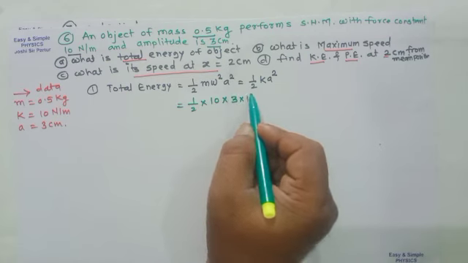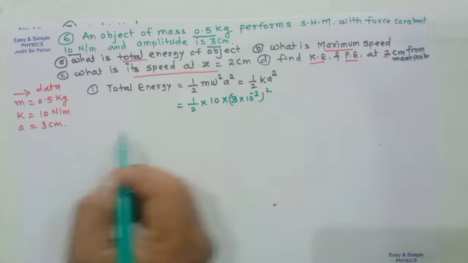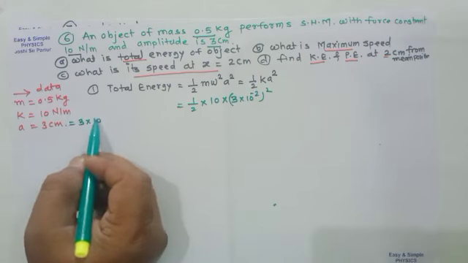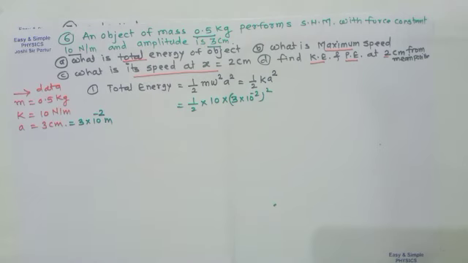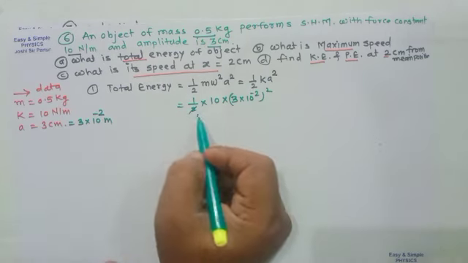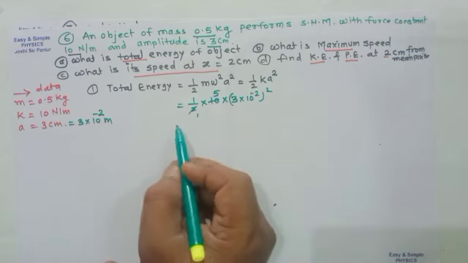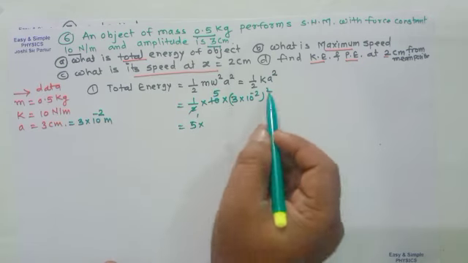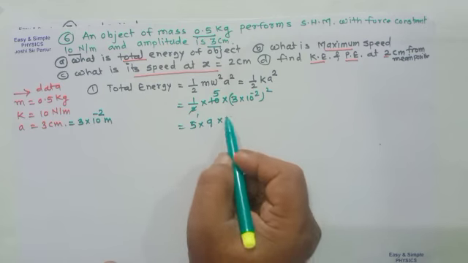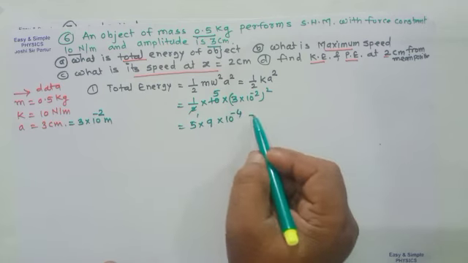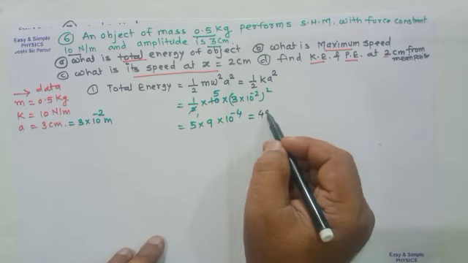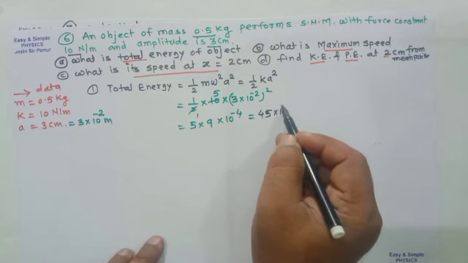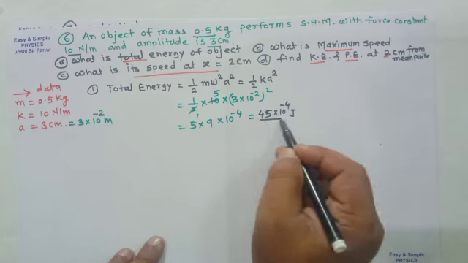3 into 10 raised to minus 2 square, because centimeter is written as 3 into 10 raised to minus 2 in meter. So it will be 5 into 3 square, which is 9 into 10 to the power minus 4. So the total energy for the given example will be 45 into 10 raised to minus 4 joule.